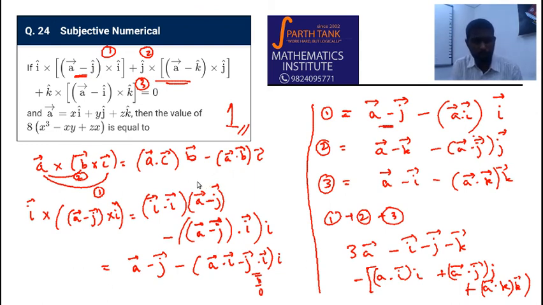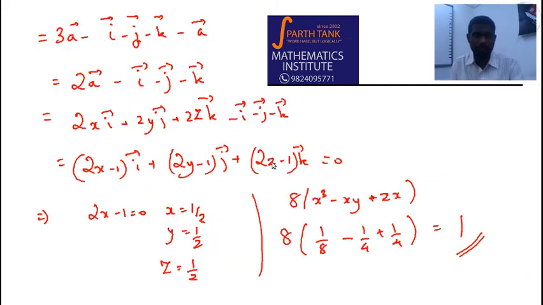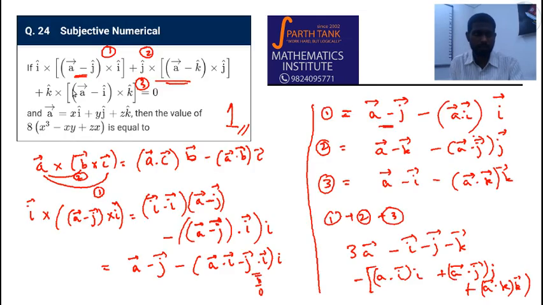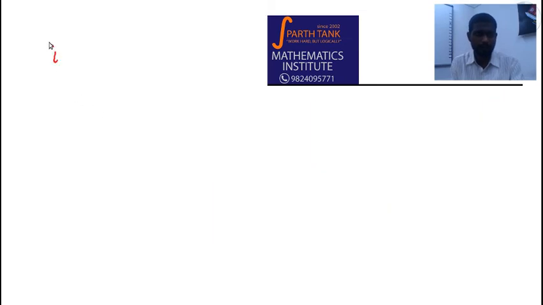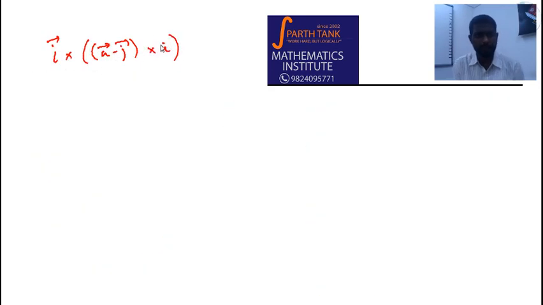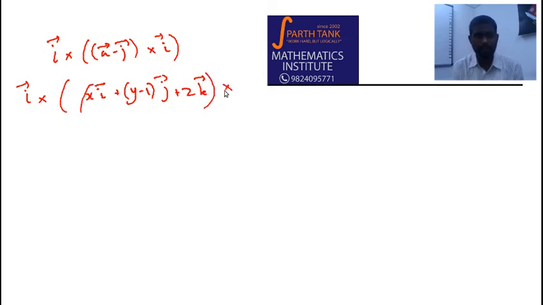What do I mean by the direct way? I'll show you one example. See here, what we have is i cross a minus j cross i, right? Do it directly. i cross a minus j is i cross (xi plus (y minus 1)j plus zk), the whole thing crossed with i. Now what will this become?